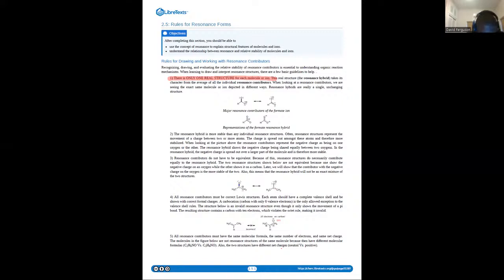So, resonance hybrid. What's that? It takes its character from the average of all individual resonance contributors. Look at that.